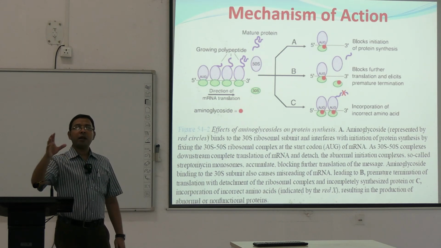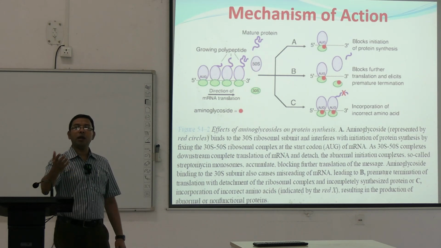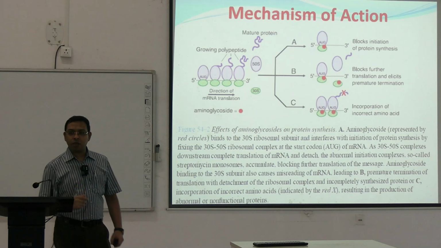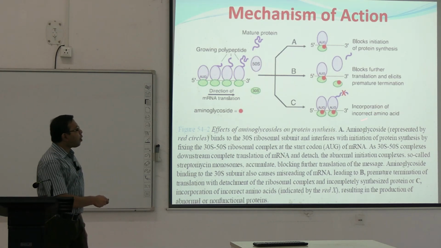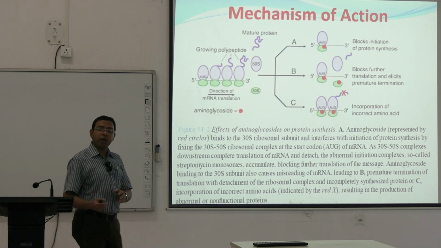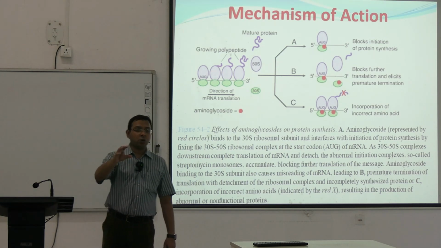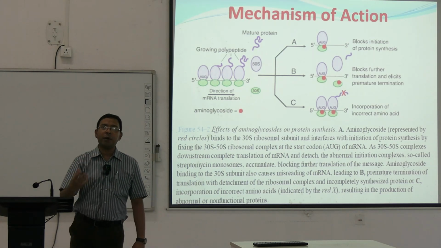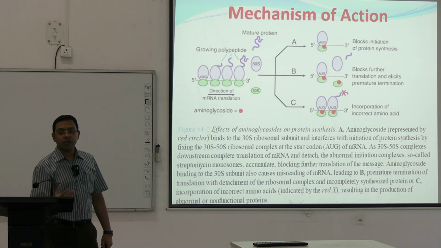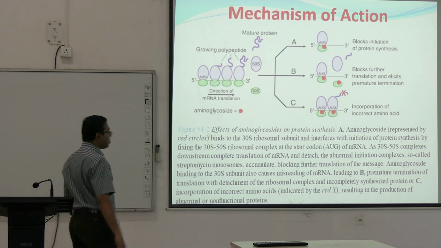So the protein that should be 20 amino acids long is ultimately terminated at 3 or 4 amino acids. That is faulty. Incorporation of incorrect amino acids, the same thing. They are incorporating incorrect amino acids, so the RNA that is formed is faulty. So ultimately, all this leads to faulty protein synthesis and bacterial degeneration.